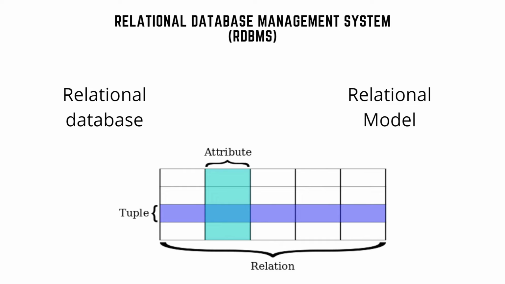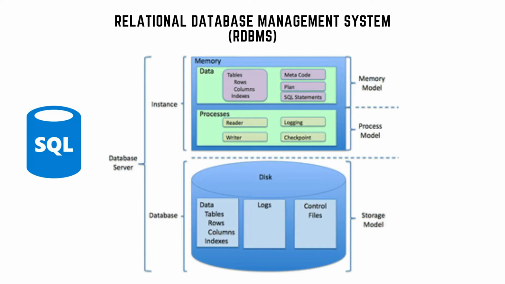A system or computer software which allows us to manage this relational model is known as a management system, which gives us a relational database management system. The overall basic layout of the RDBMS is just like this. It has an instance, a database, a memory model, a process model, and a storage model, and overall we have a database server through which we query or manipulate the data.